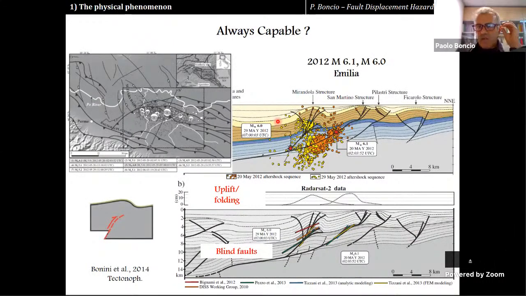Not all the active faults are capable, even if the magnitude is sufficiently large and the depth is relatively shallow. This is the case of the 2012 thrust earthquake in Emilia, Italy. Magnitude 6.1, depth less than 10 kilometers, but only uplift and folding.